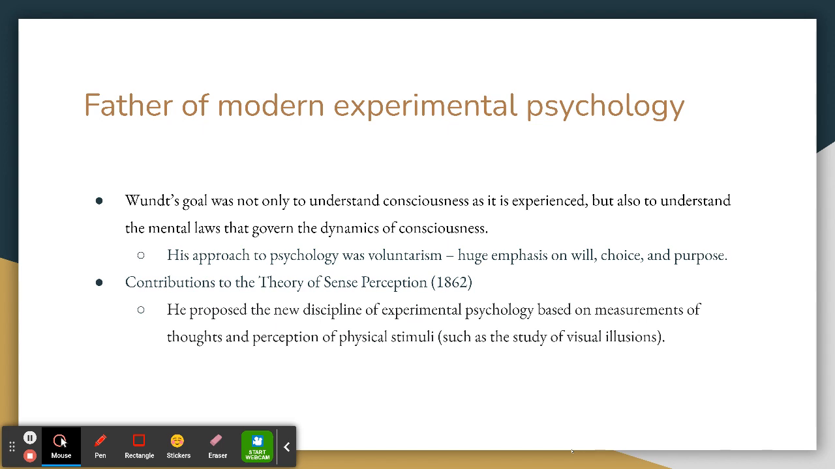Wundt's first book that he wrote was Contributions to the Theory of Sense Perception in 1862. He proposed the new discipline of experimental psychology based on measurements of thoughts and perception of physical stimuli, such as the study of visual illusions. A fun fact about Wilhelm is that he received a medical degree at the age of 23.